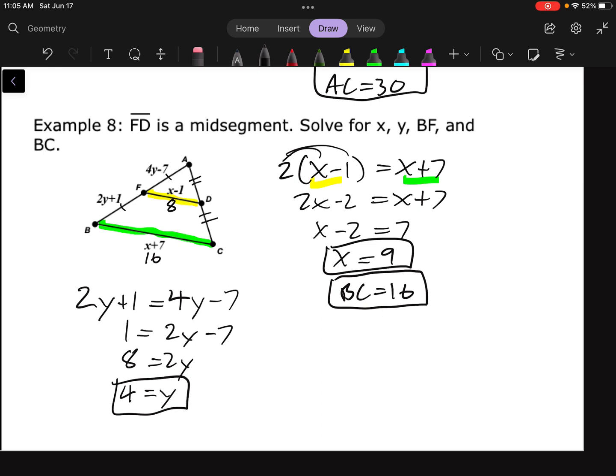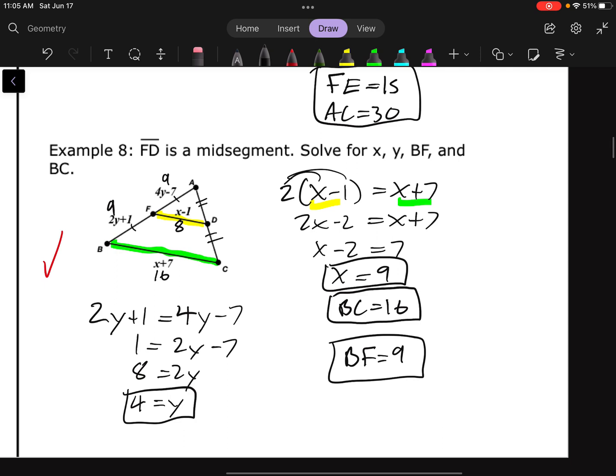And then let's plug it back in, and that should wrap this thing up. 2 times 4 is 8, plus 1 is 9. 4 times 4 is 16, minus 7 is 9. All right, everything worked out. Gonna give myself a check. And what's the last thing I gotta find? BF. And we found that. That was 9.